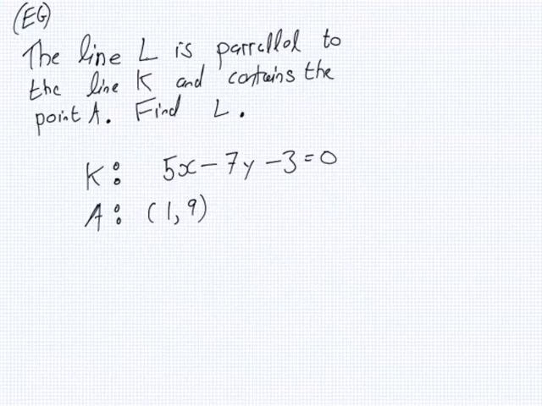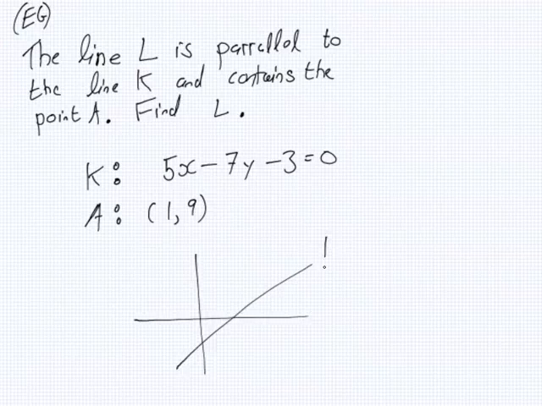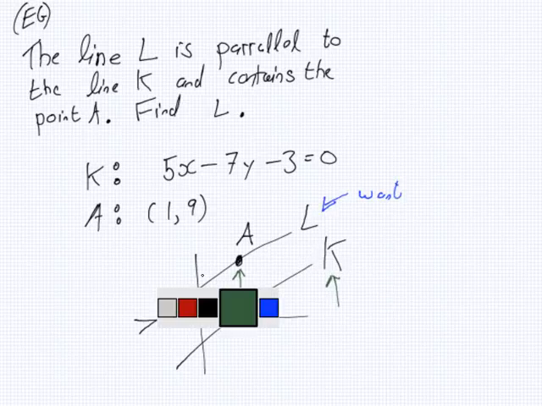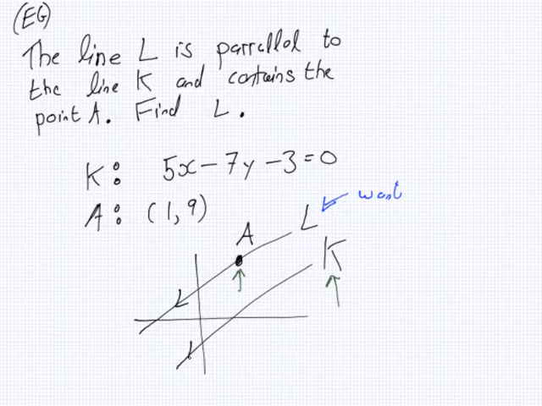I have the line L is parallel to K, so let's say this is K here, and this is L here, and also L contains A. So there's A here. So I give you this, and I give you this, and I want to know what L is. And I tell you L is parallel to K, and L contains A.